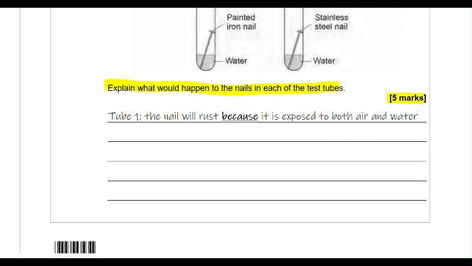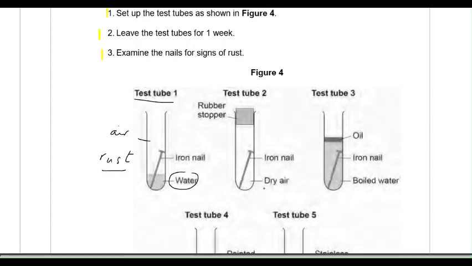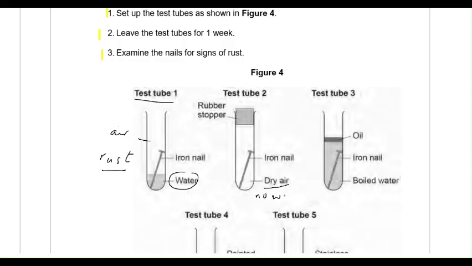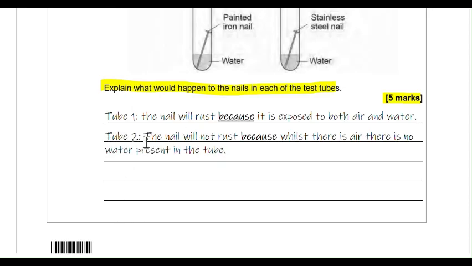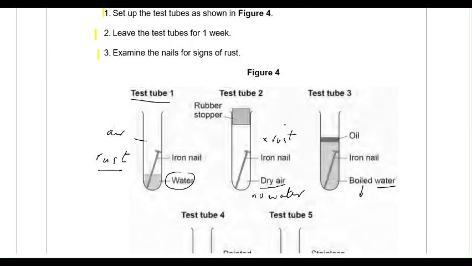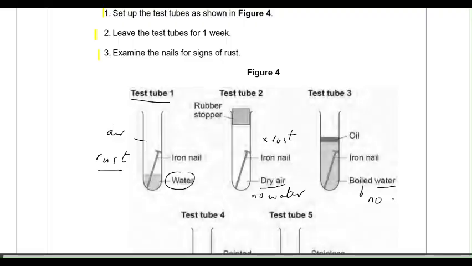So if we look at test tube 2 now, there's dry air, there's no water in test tube 2, so there'll be no rusting. So for our second mark, we should write tube 2, the nail will not rust because whilst there is air, there is no water present in the tube. So let's look at the conditions in test tube 3. In test tube 3 there is boiled water, which means the air has been excluded, so it's water only. So the nail will not rust here either.